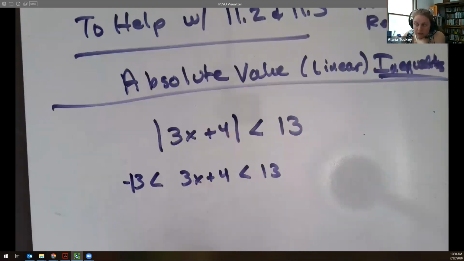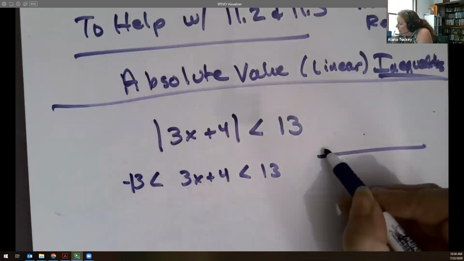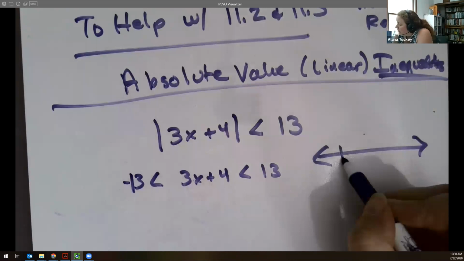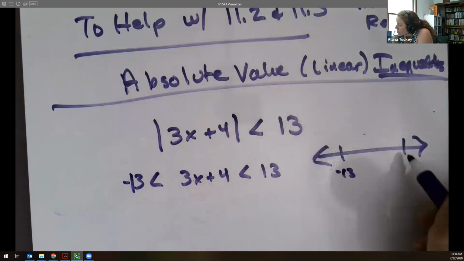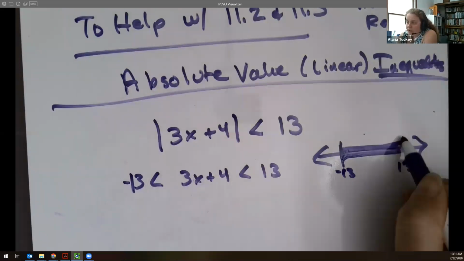Right? Because if the absolute value is less than, I mean, think about what this is saying. If you look at your number line, right? Here's negative 13, here's positive 13, and your expression is somewhere in between the two. Right? Its distance from the origin is less than 13.